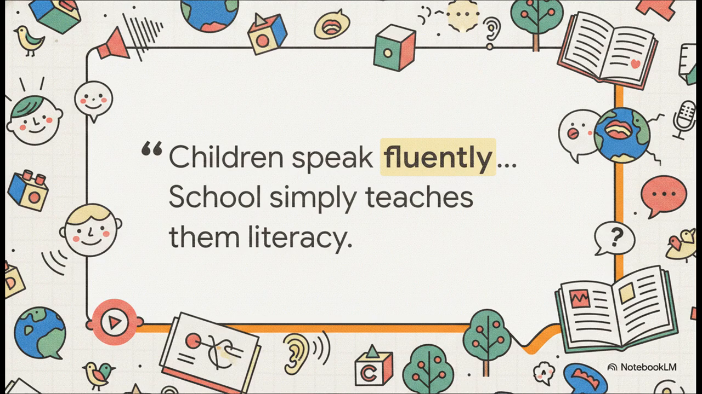It's a brilliant distinction. I mean, think about it. A 6-year-old doesn't know what a past participle or a dangling modifier is, right? Yet they can tell you a completely complex story about their day. School teaches us literary norms, reading and writing. It doesn't teach us the core human capability to speak.